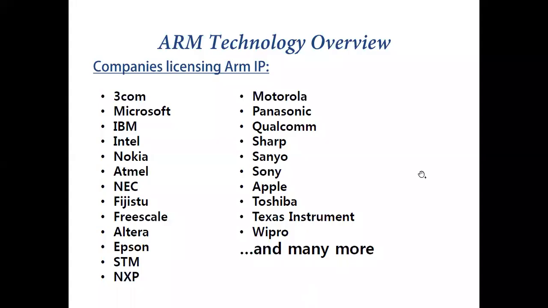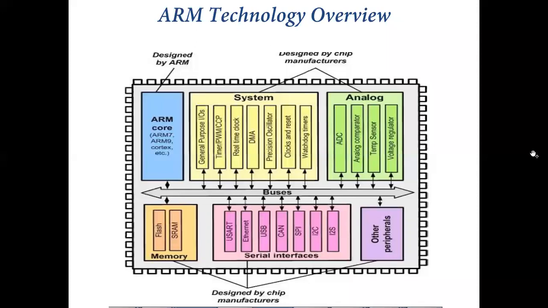So these are some of the companies which have got the license for using ARM. The main ones are Microsoft, IBM, Apple, Nokia, Atmel. Then we have Freescale, Epson, and Qualcomm. Qualcomm, Apple, Toshiba, Texas all use this ARM only, because ARM does not do any silicon fabrication. That is the main advantage why they use ARM.